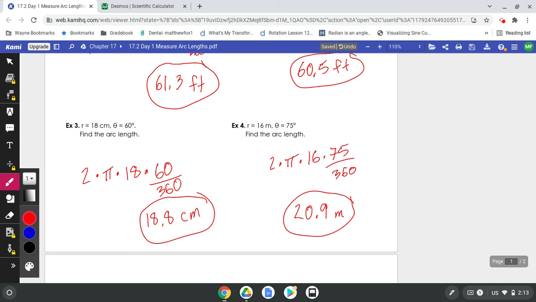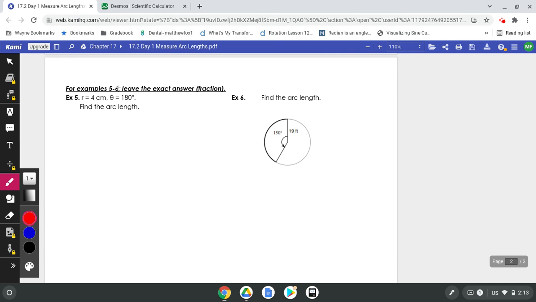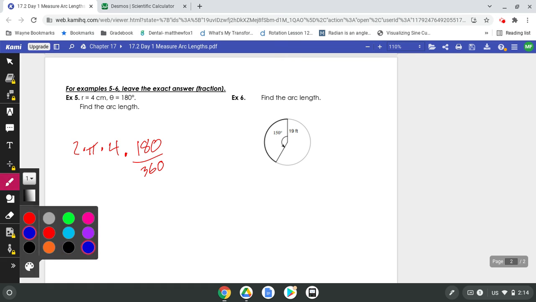Now take a look. We've got 2 more to do, and these are very similar, except look at the instructions. It says leave the exact answer as a fraction. So when we do this, we're not going to multiply pi in. We're just going to reduce. Same thing, we're trying to find the arc length. So 2 times pi times the radius, which in our case is 4, times 180 over 360. Let's reduce.